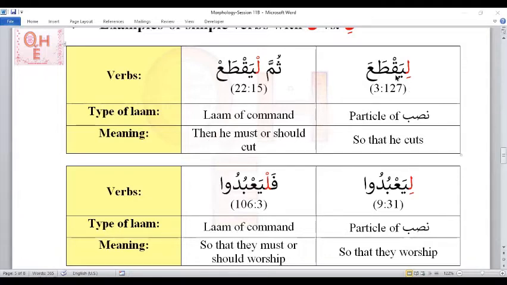How about this one? Original meaning was he cuts, and lam kasra means so that. So the overall meaning, so that he cuts. Okay, let's look into the next set of examples.